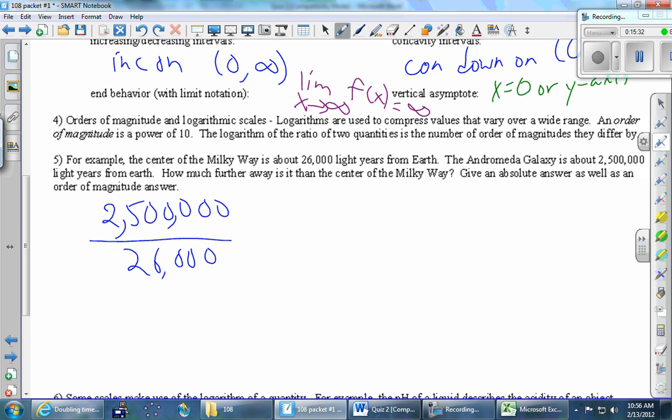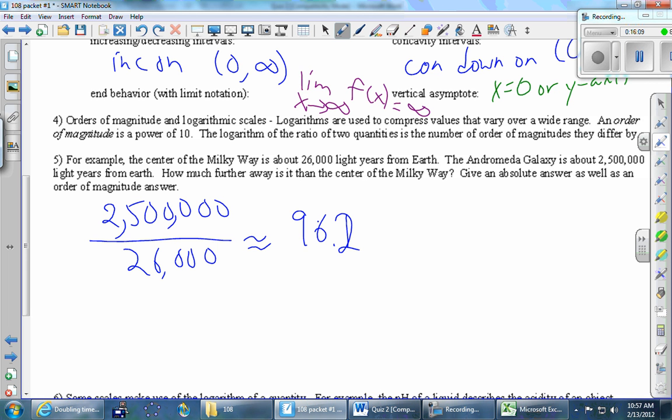So what do we get here? So we'll say about 96.2. So what does it mean? It means that the Andromeda Galaxy is about 96 times as far from Earth as the Milky Way is, right? So like if the Earth is here where I am, and Bryce right here is where the Milky Way is, then how do I find the Andromeda Galaxy? I'm going to go like 96 times. I'm just going to keep walking, but 96 times the distance between me and Bryce, right?